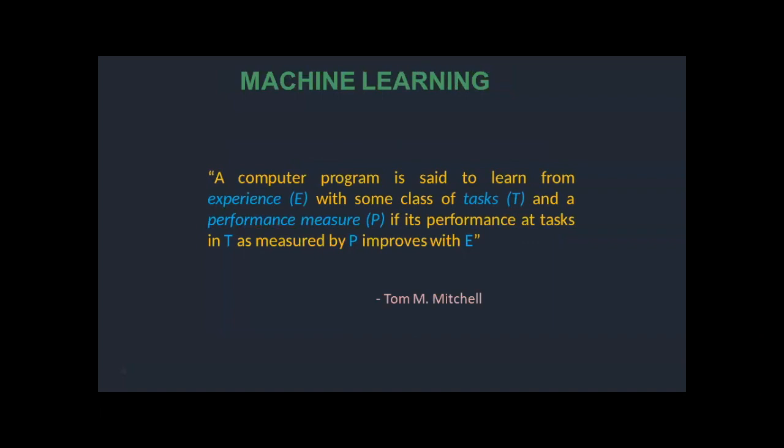We will start with one basic definition. A computer program is said to learn from experience E with respect to a class of tasks T and a performance measure P, if its performance at task T, as measured by P, improves with experience E. In simple language, with our experience on any given task, if we are able to improve the performance of a system, then we can say that the system or algorithm we are working on is in the machine learning domain.